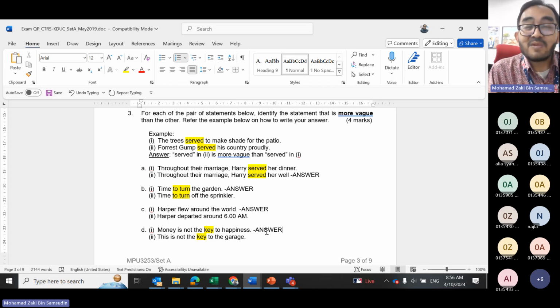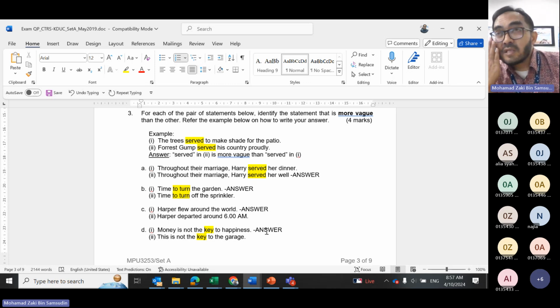Tapi bila kita cakap merujuk kepada key, kunci kepada pintu garaj kita kan, so itu dah tahulah kita itu merujuk kepada satu bentuk objek yang kita tahu apa rupa, apa bentuk, apa fungsinya. Tapi bila kita gunakan istilah kunci kejayaan, kunci kebahagiaan, itu tak tahu sebenarnya kunci itu macam mana.